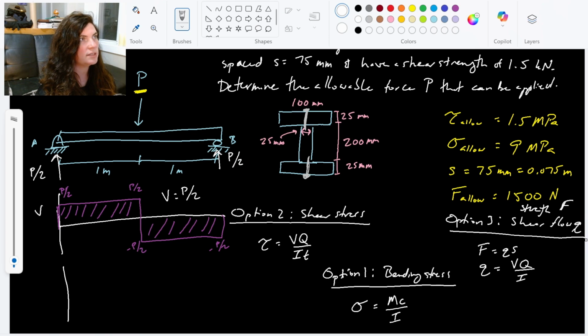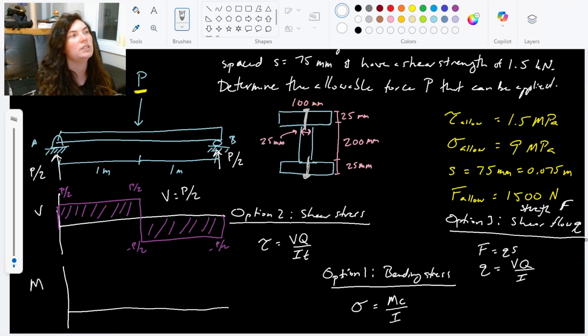So I can do the same deal with my moment diagram. Here's my moment diagram. And remember, moment is the integral of shear, so that's just area under the curve. For my first section, the area under the curve would be P over 2 is the height, and the distance is 1 meter. So P over 2 times 1 is P over 2. So in this one, my moment goes up to P over 2.